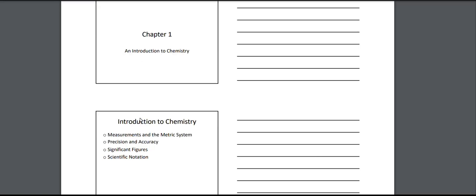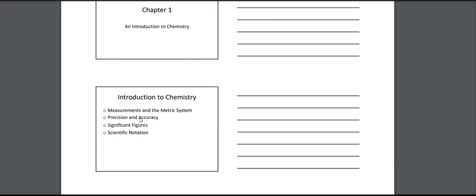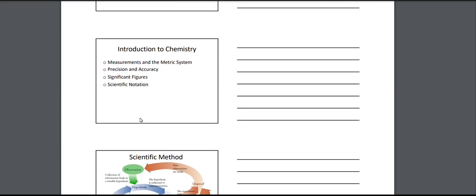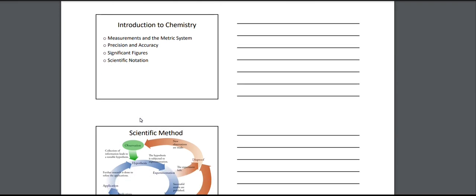Hello everyone, today we'll talk about Chapter 1, Introduction to Chemistry. So these are easy topics that we'll talk about today, and hopefully it's going to give us a quick and easy introduction to the course, the expectations, and what you are going to experience through the next few months. So today we'll talk about measurements in the metric system.